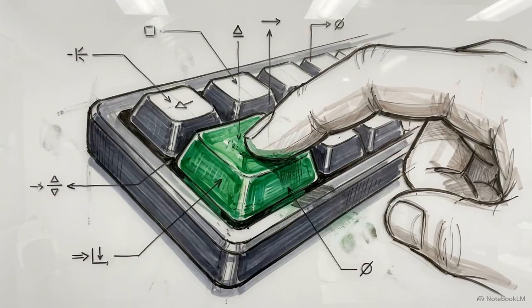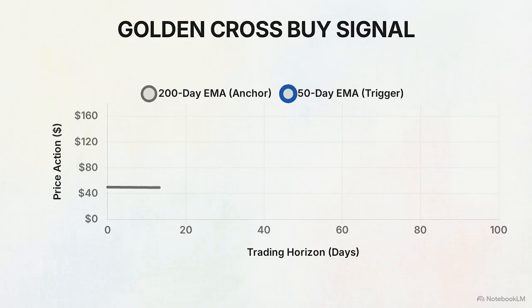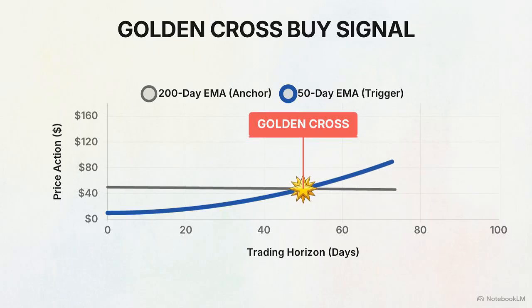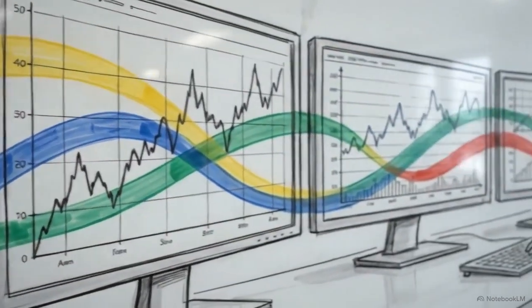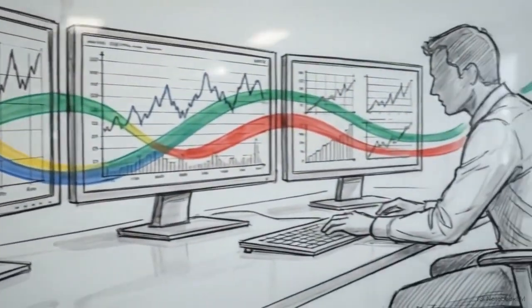Now that you can diagnose the trend, the next step is execution. In our next video, we will use these lines to identify specific buy and sell strategies, including the golden cross. Building the chart is just the first step. The real benefit comes from training your eyes to identify these structural patterns in live markets every day.